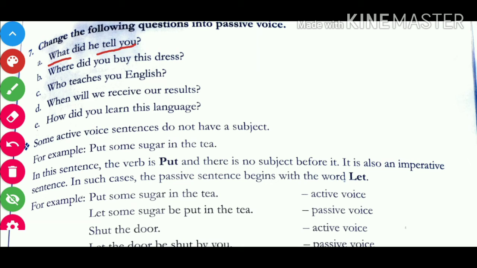Now come to B. Where did you buy this dress? So there is only one possibility of passive voice. From where was this dress bought? Okay, now come to see. Who teaches you English? So the change into passive voice would be by whom is English taught to you? Okay, or you can write by whom are you taught English?